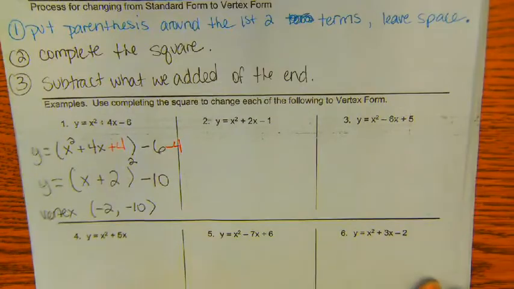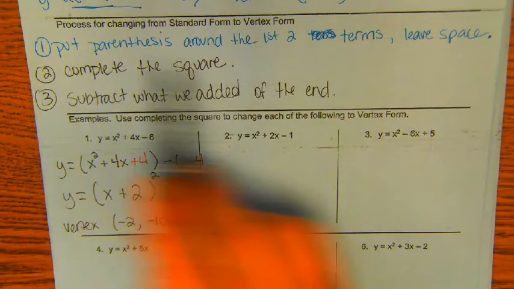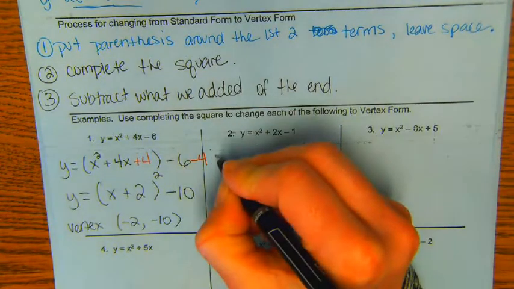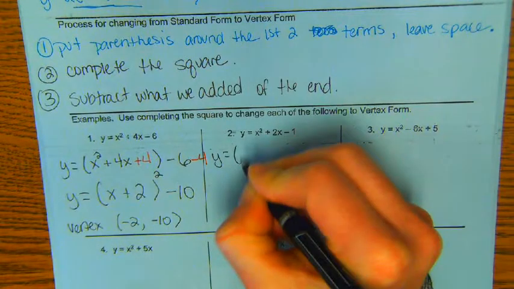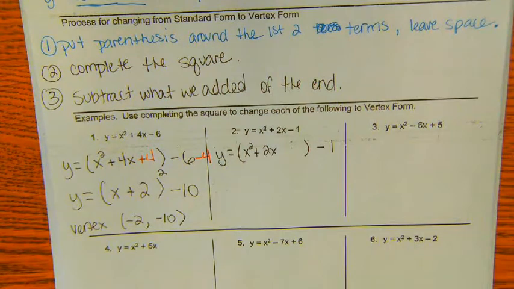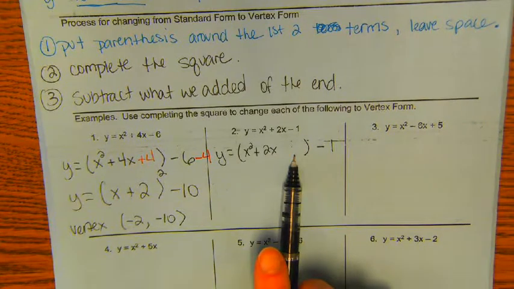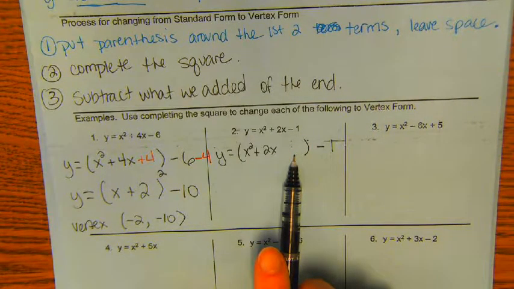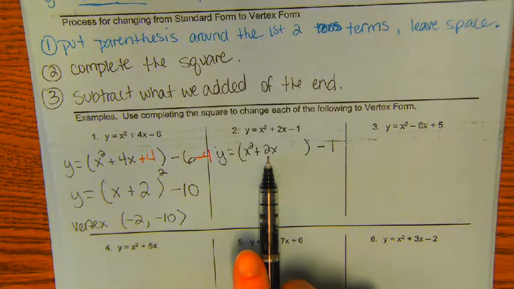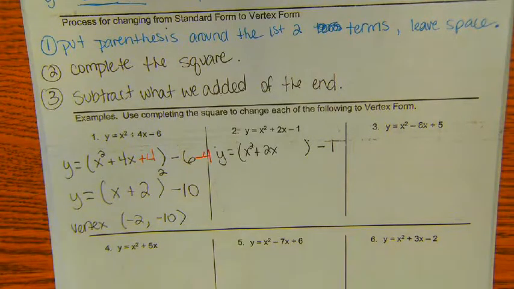Alright, let's try another one. Put parentheses around the first two terms. Leave some space. Do that, please. We're going to complete this square. What should go here? 1 plus 1. Yep. Clay, how did you get +1? Because you take half of 2x. Half of 2 is 1. 1 squared is 1. Very nice.